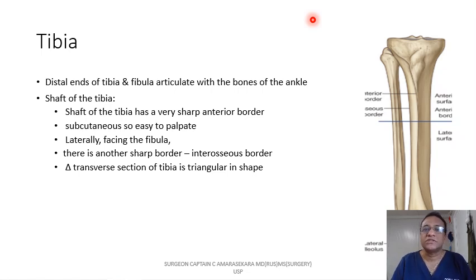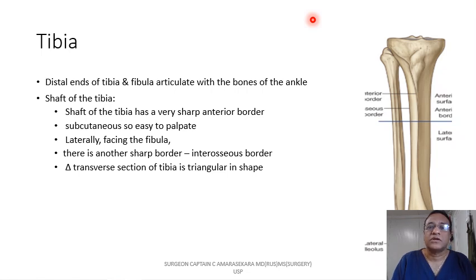Going to the distal end, the tibia and fibula articulate with the bones of the ankle, forming the ankle mortise. This region is frequently involved in trauma and rotational injuries, and it's a common site for injuries. It's also common for radiological evaluation because of this injury-prone nature.